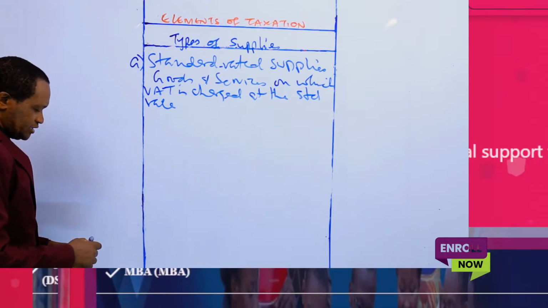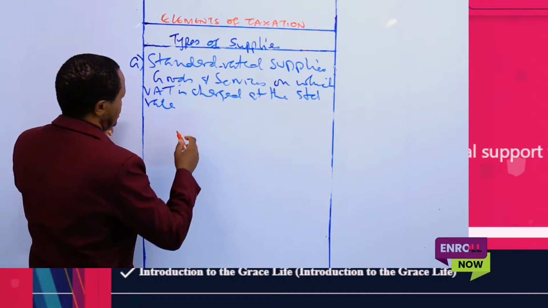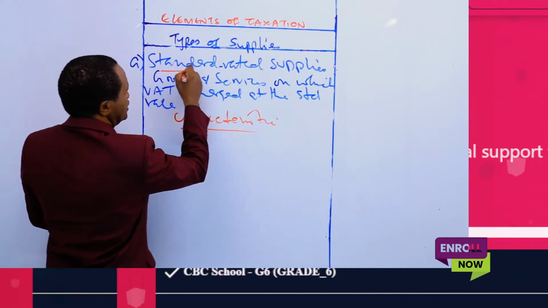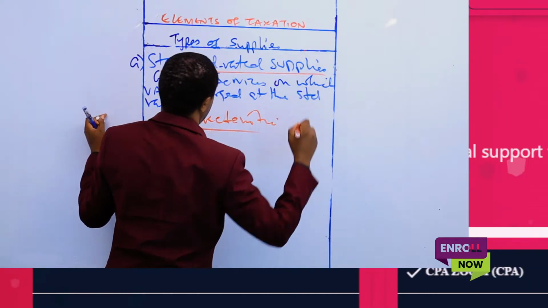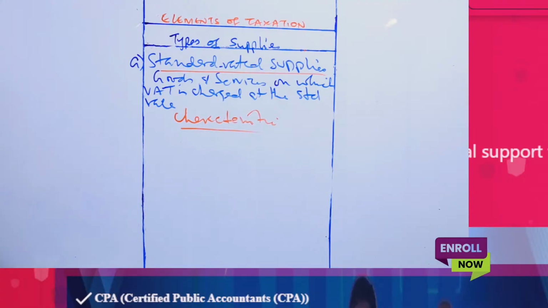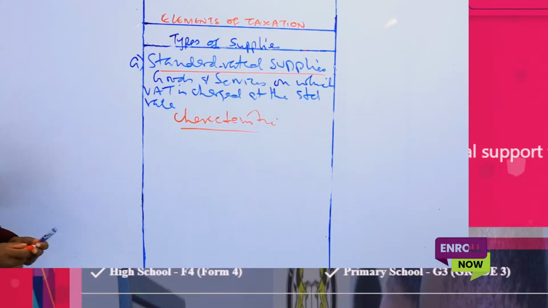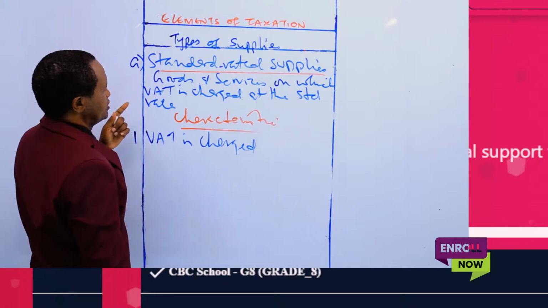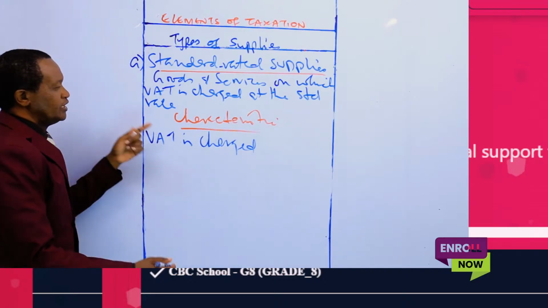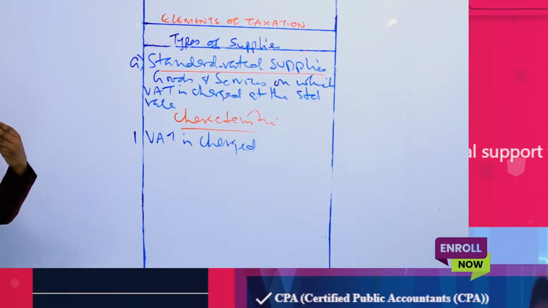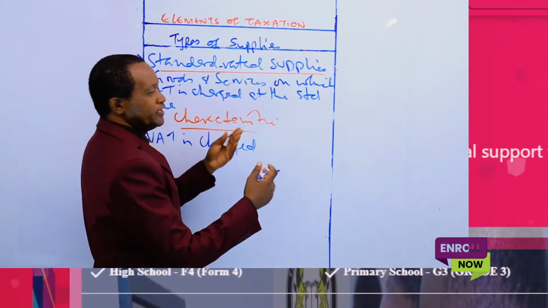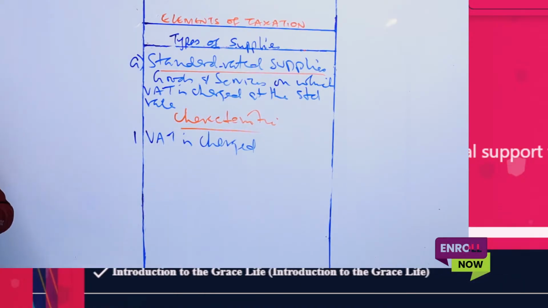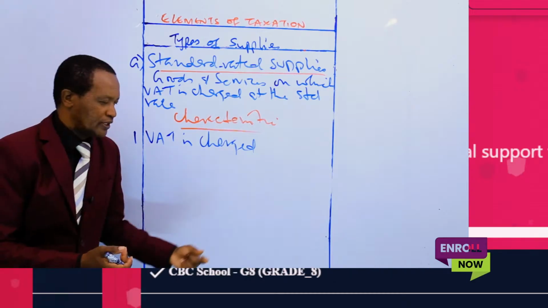Now, what are the characteristics of these supplies? This is the definition of standard rated supplies. What are the key characteristics? Number one, VAT is charged. These are supplies on which VAT is charged. You understand? The supplier must add 16% VAT to the price of the goods or services and then collect it from the customer.